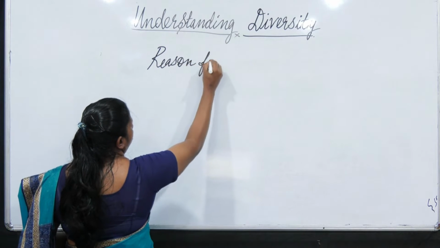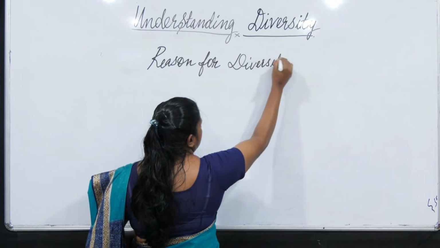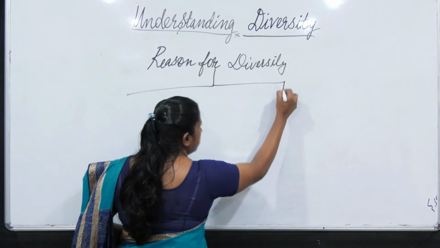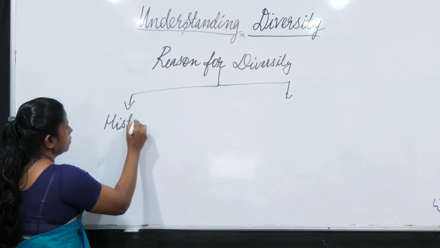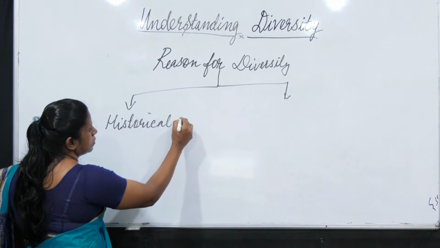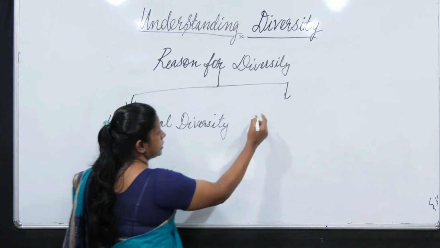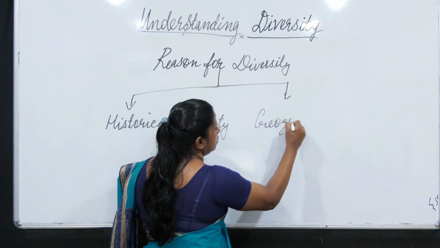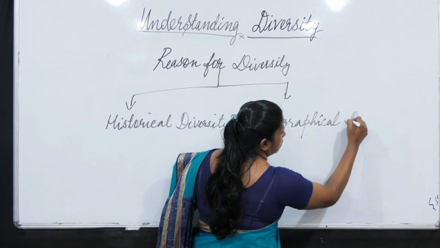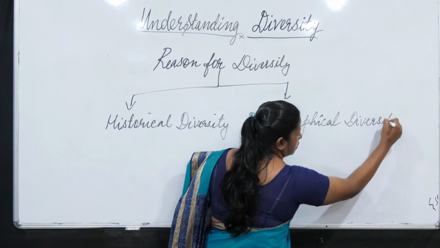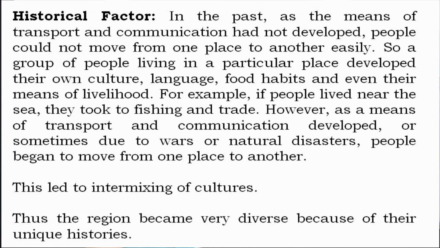Reason for diversity. There are two reasons you can see. The first one is historical reason, that is historical diversity, and the second one is geographical diversity. Now what do you mean by historical diversity?